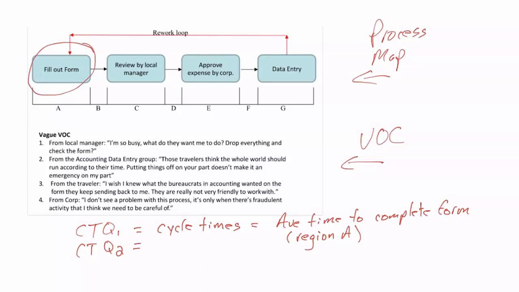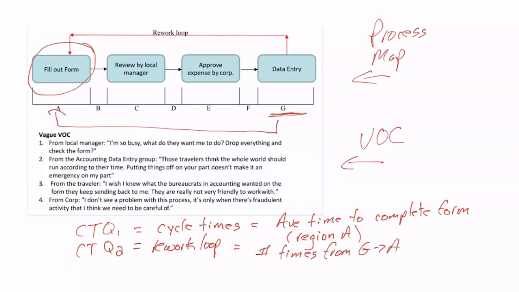Another CTQ might be related to the rework loop. And it could be something really simple like what's the number of times that it goes from region G, from data entry, back to region A, back to the form fillers. But then after refining, maybe we refine that down and say it's not just the total number of times, maybe it's the number of times that it does that in a given time period.